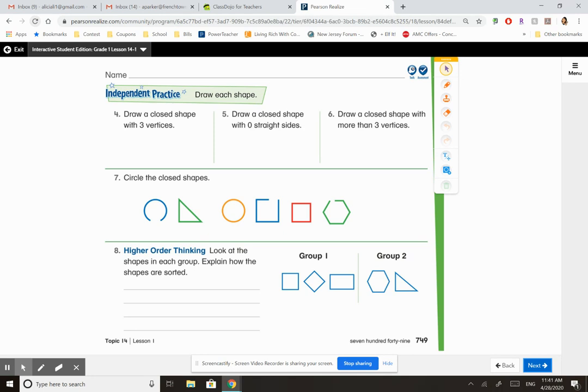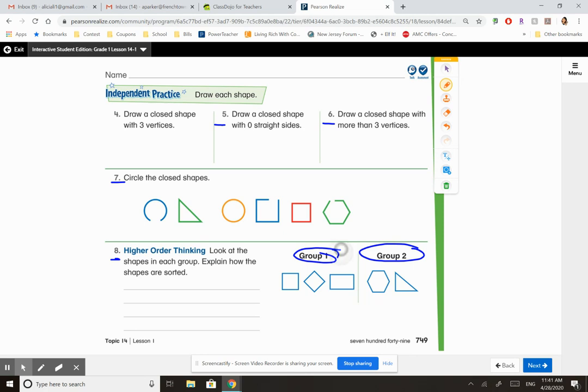It's loading really slow. There we go. All right, so for this page, they want you to draw your own. So number 4, draw a closed shape with 3 vertices. So think about your shapes. Okay, same thing for number 5 and number 6. Number 7, you're going to circle all the closed shapes. Number 8 is a little bit challenging. They want you to look at the shapes in each group. Here's group 1 and here's group 2. Explain how it's sorted. What's the rule?